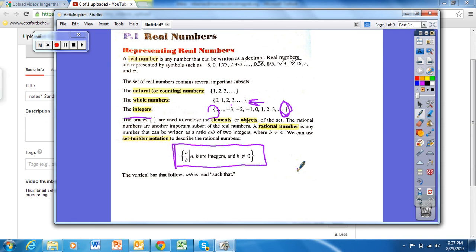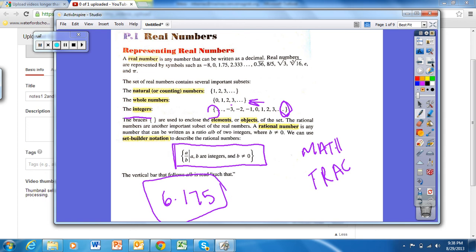Any decimal that repeats or ends is a rational number. There's a button on your calculator. I have to figure out how to get the TI-84 in here. There's a button that says math, and when you push math, then there's a button that says frac. That will allow you to convert from fraction to decimal and decimal to fraction. So let's say you have 6.175. If you put that in your calculator and then don't hit enter, just hit math, frac, enter, it will convert it to a fraction for you. And that's a rational number because it ends.